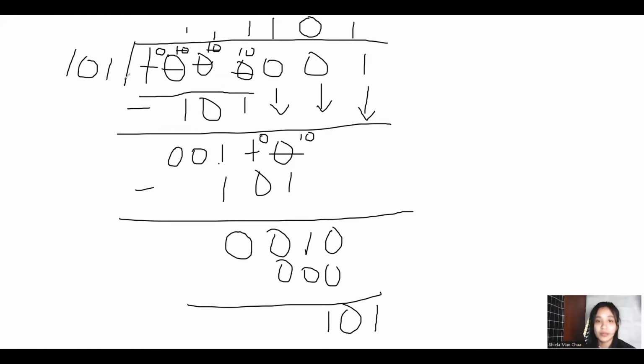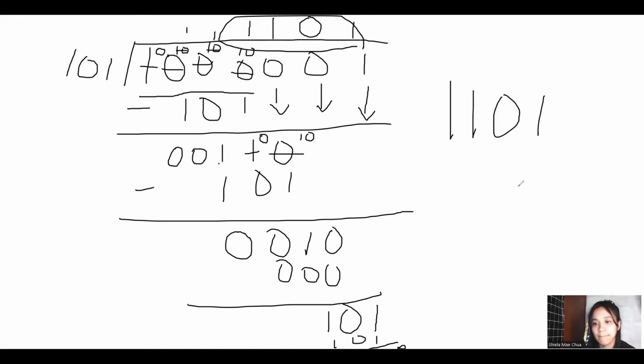Then 1 times 1, 0, 1 is equal to 1, 0, 1. So it will become 0. So our final answer is 1, 1, 0, 1. Now, for our last example on performing binary division with a whole binary number.